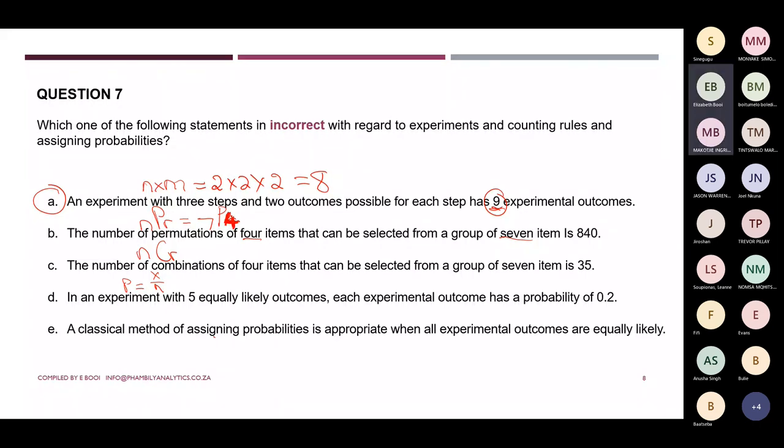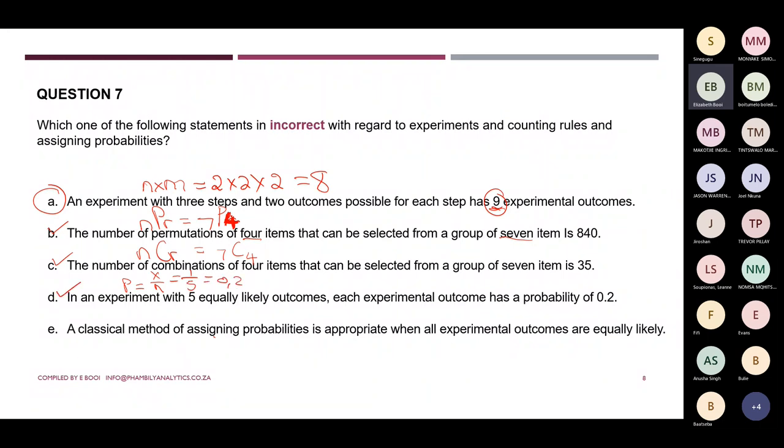And for permutation? That works out to 840. And for combination? It will be 7C4, which will be 35. And for the equally likely outcomes experiment? One divided by 5, which is 0.2, which is correct.